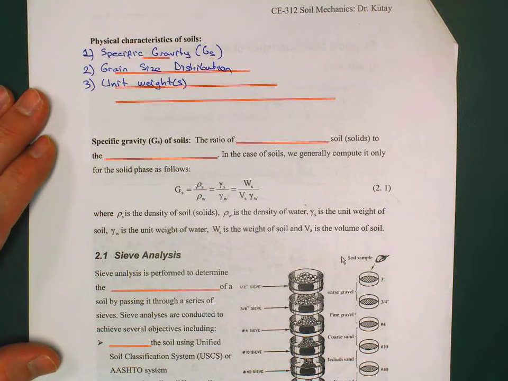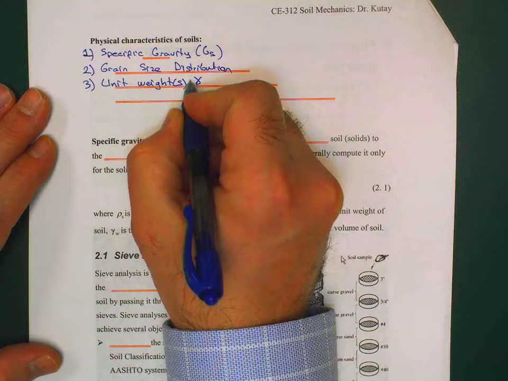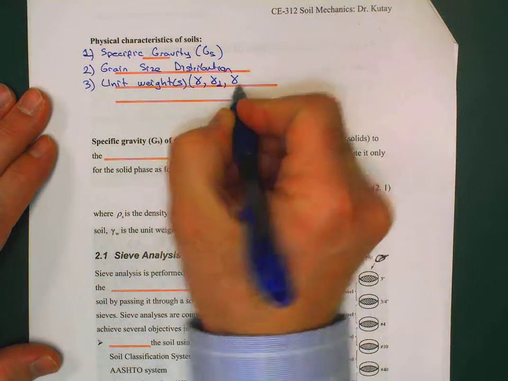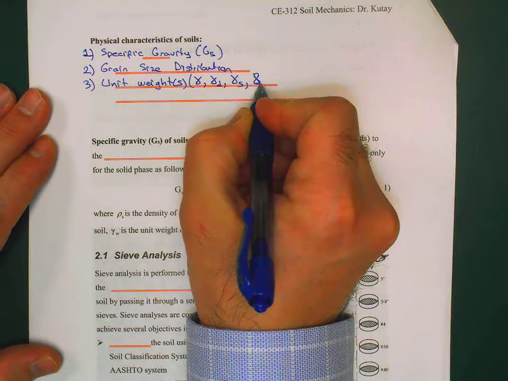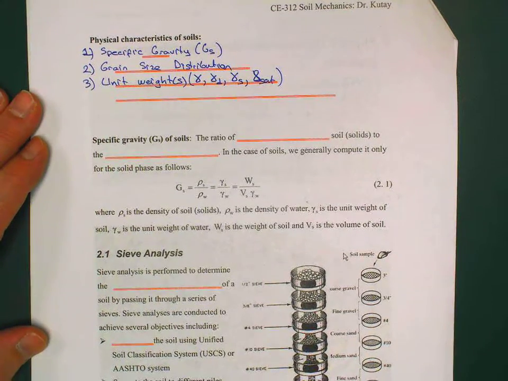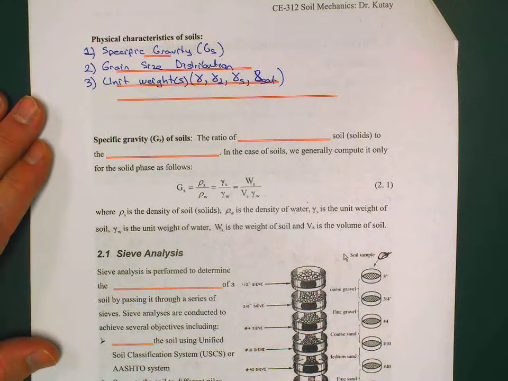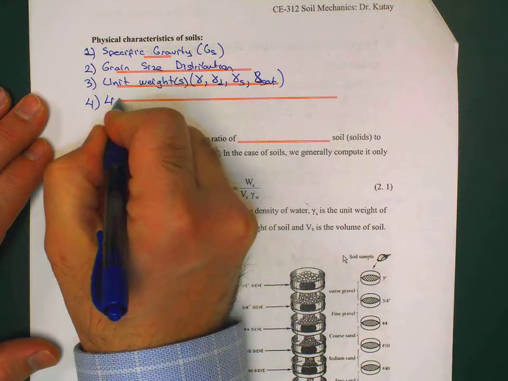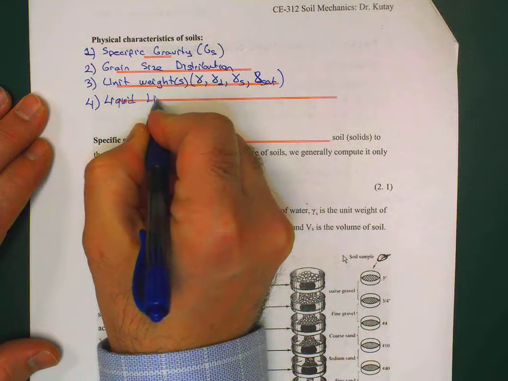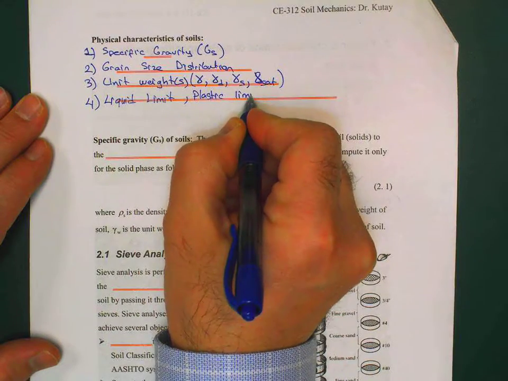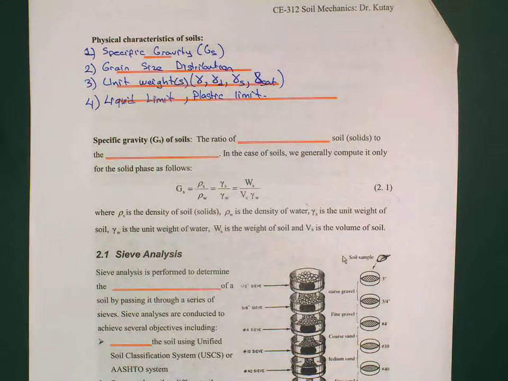We're going to talk about gamma, gamma sub D, gamma sub S, and gamma sub sat. So we have 4 unit weights we're going to talk about. The equations are slightly different. Then something we call liquid limit and plastic limit. Liquid limit, plastic limit. We're going to talk about all that.